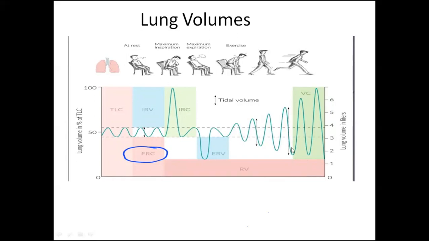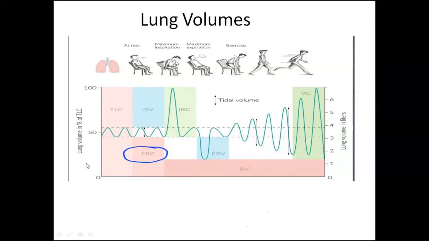Come on, man. What is tidal volume? Just explain it. No need for strong definitions for me. Just explain what is tidal volume. Volume of air moved in or moved out during normal respiration. That's all. That is tidal volume. So what is FRC?